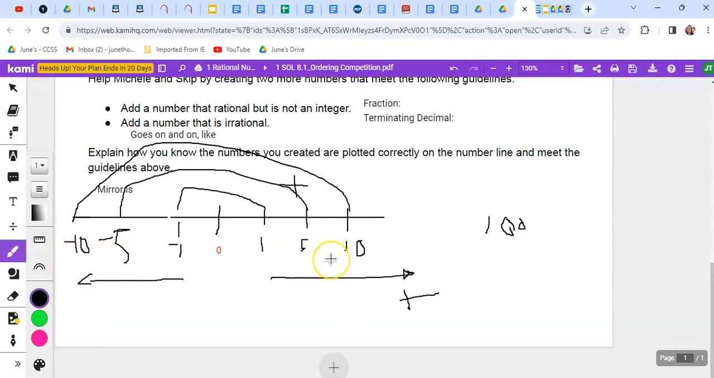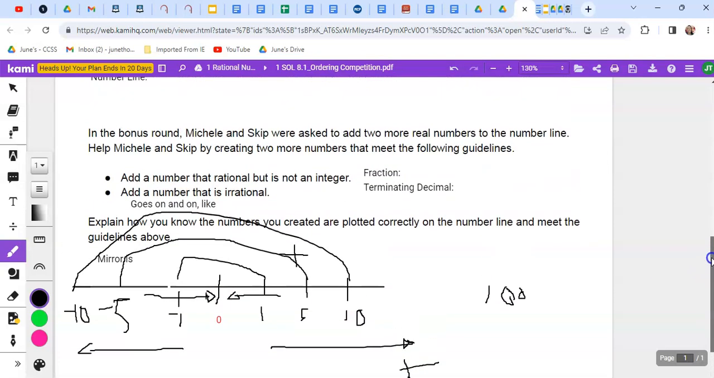On this side, 10 is greater than 5. But on this side, -10 is smaller than -5. The negative numbers that are closest to 0 are bigger than the ones that are further away, because as you go this way, you get bigger. On the positive side, the numbers that are closest to 0 are smaller because they get smaller as we go this way. 1 is closer to 0 than 5, so 1 is smaller than 5. On this side, -1 is closer to 0 than -5, so -1 is bigger. And so that's how we order on a number line.